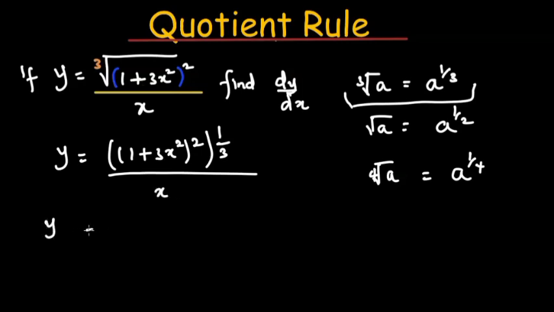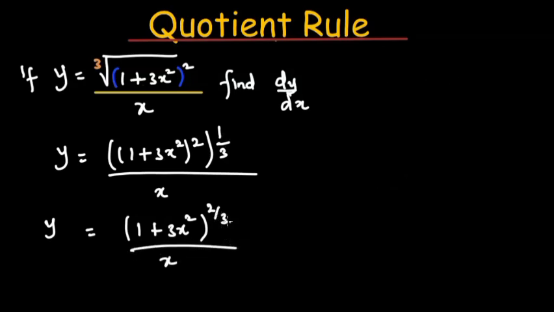And so y is equal to (1 plus 3x squared) raised to the power 2 over 3, divided by x. We have a fraction, right? So we're going to use our quotient rule. We have a numerator and we have a denominator.